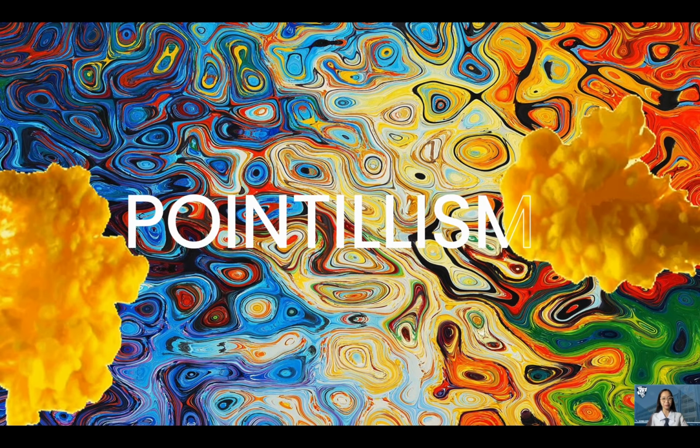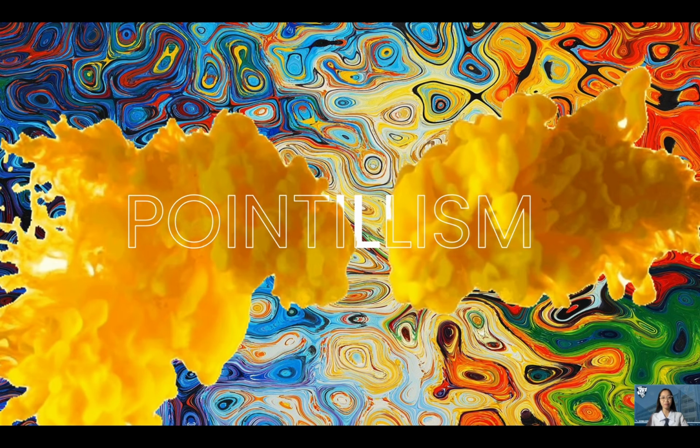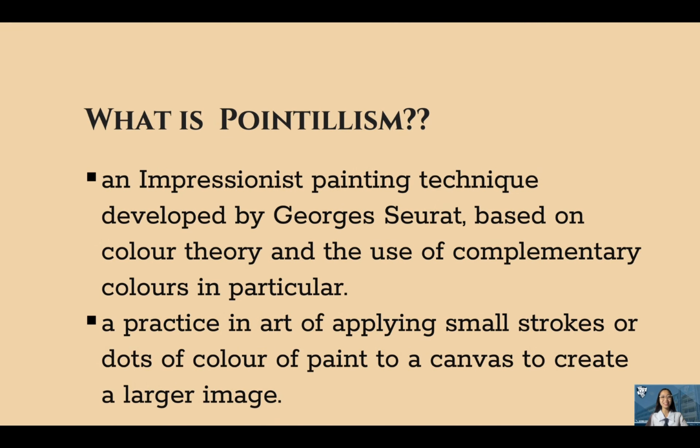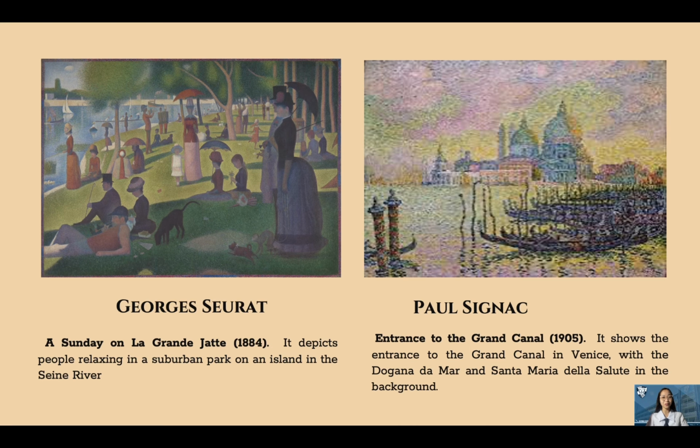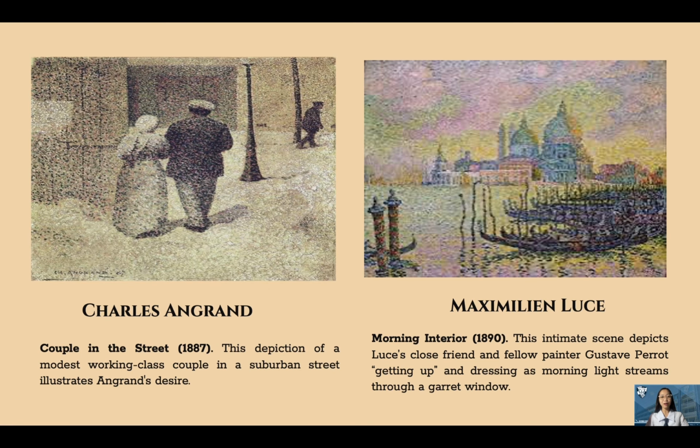Secondly, we have Pointillism. Pointillists use the color range and subjects of the Impressionists, but with a different technique of brush strokes. It is applying small dots of color to create a larger image. For example, A Sunday on La Grande Jatte of Georges Seurat that exhibits people relaxing in a suburban park and an island. The Entrance to the Grand Canal of Paul Signac that illustrates the entrance to the Grand Canal in Venice. And The Couple in the Street of Charles Angrand, which shows a modest working-class couple in a suburban street. Lastly, the Morning Interior of Maximilien Luce, which depicts Luce's close friend and fellow painter Gustave Perrot getting up and dressing as morning light streams through a garret window.